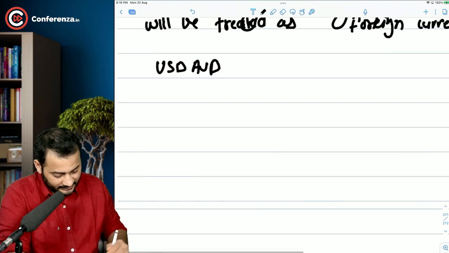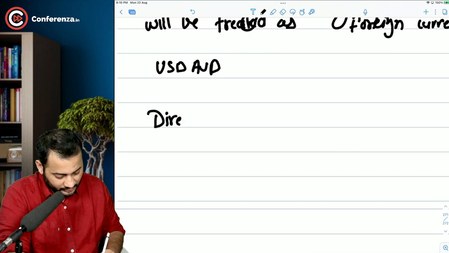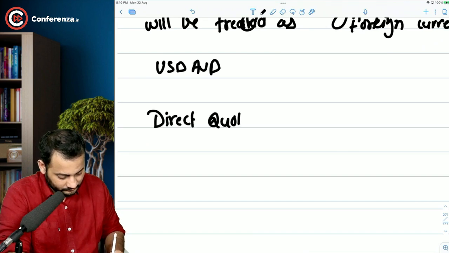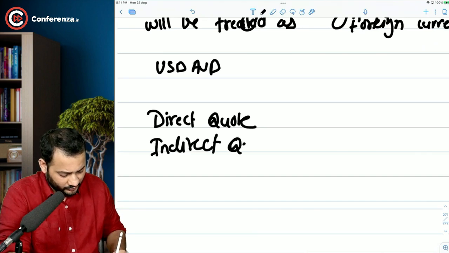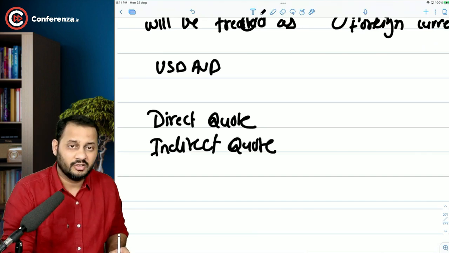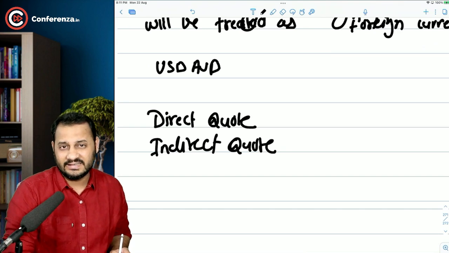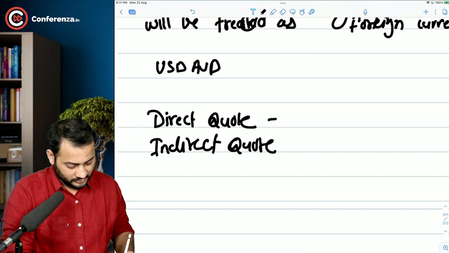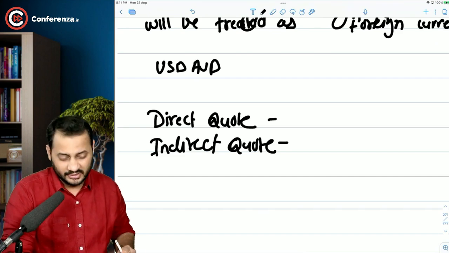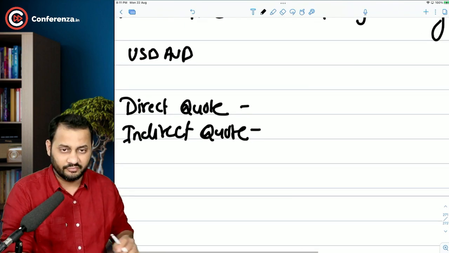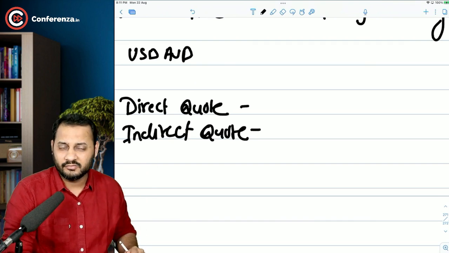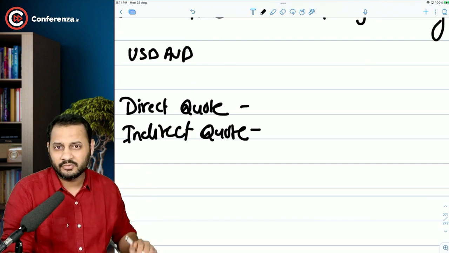Next, there is something called direct quote and indirect quote. However, we are not going to use it a lot because this creates a mess and a confusion while picking the answer. So I'm not going to put you in confusion, but still it is a part of the syllabus and sometimes we are going to use it.